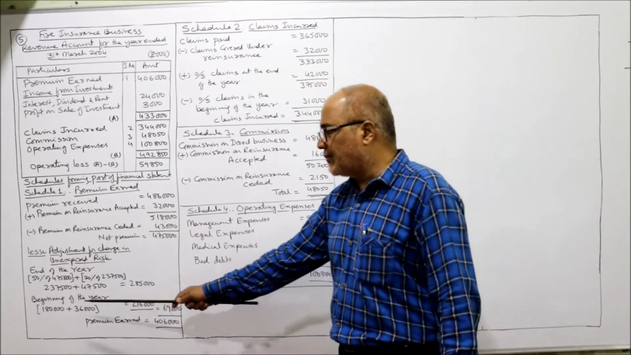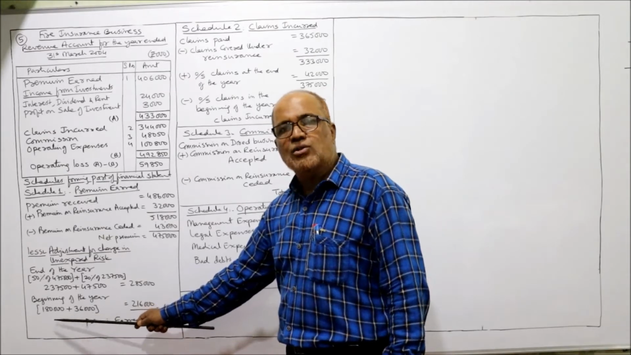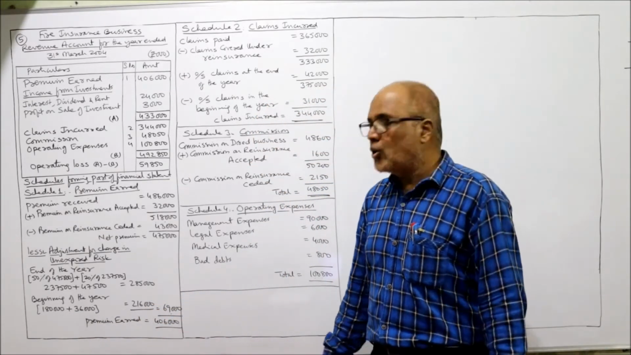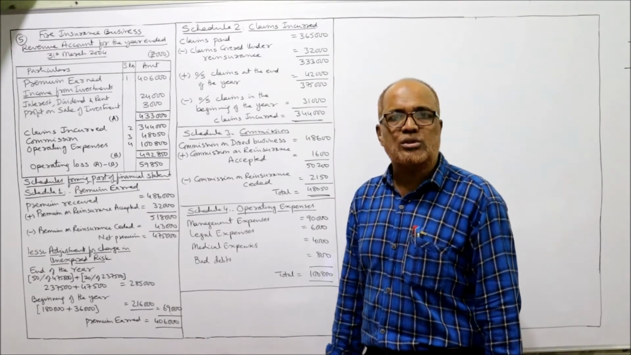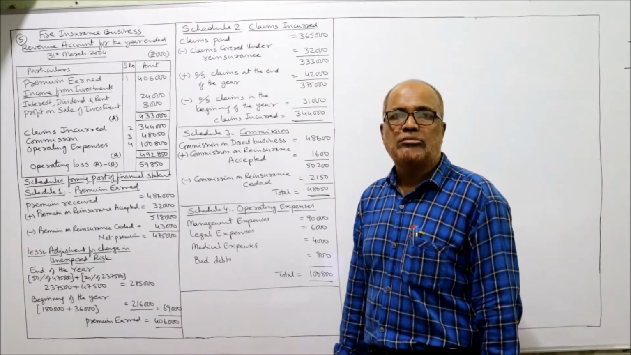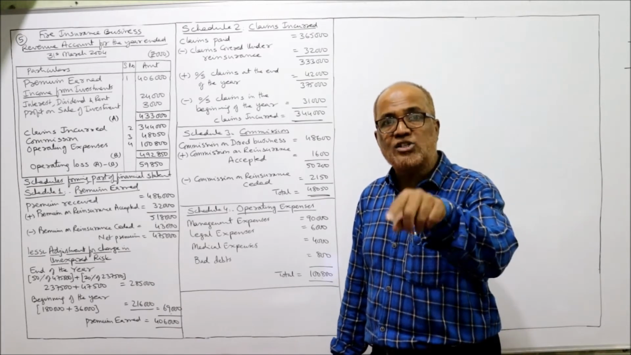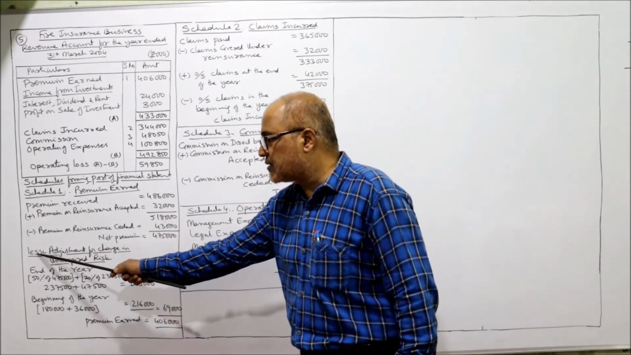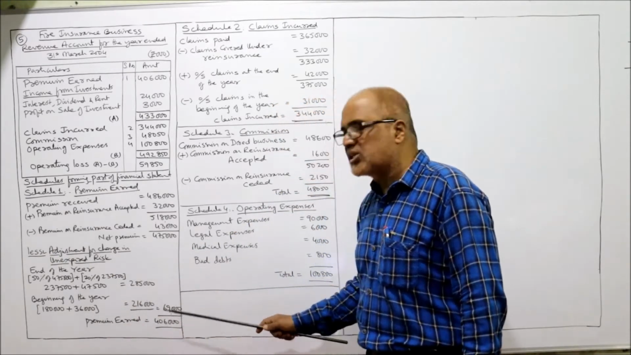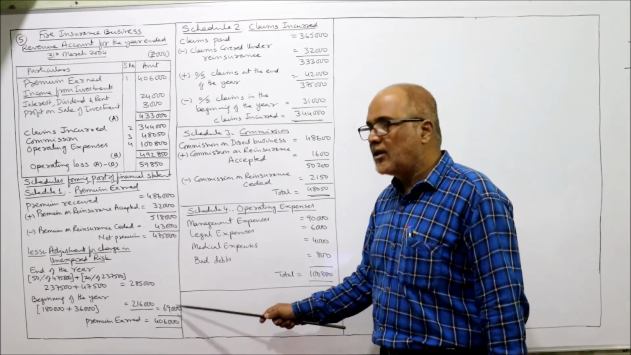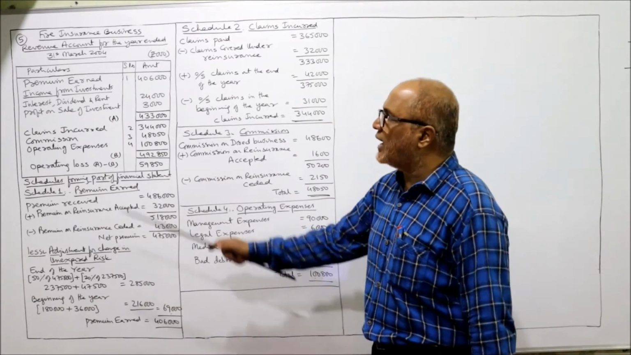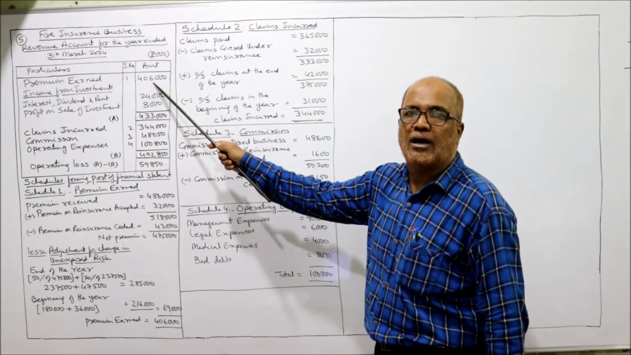Now beginning of the year, 1,80,000 was the statutory reserve and 36,000 is the additional reserve. Total reserve is 2,16,000. Now see here, closing reserve at the end of the year is more. So that's why we have to deduct. Now 2,85,000 minus 2,16,000 is 69,000, in the outer column. Now deduct: 4,75,000 minus 69,000 is 4,06,000. So 4,06,000 is the premium earned.